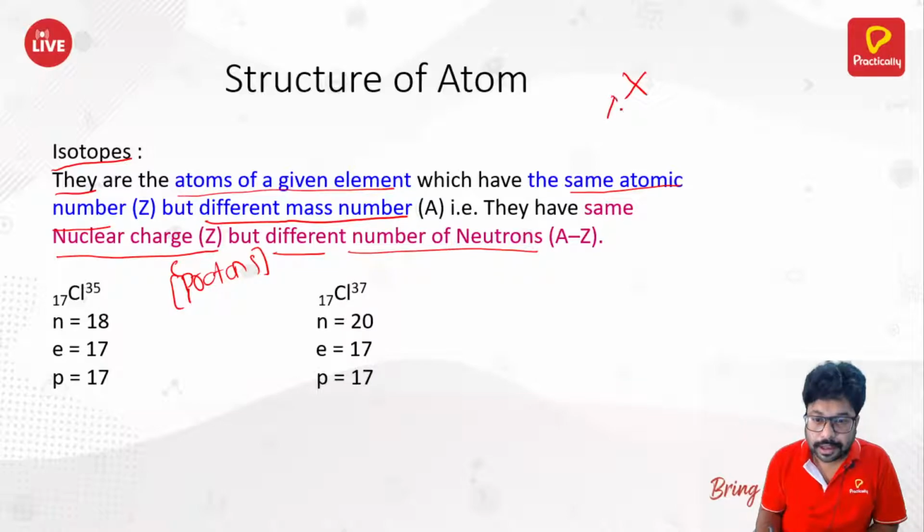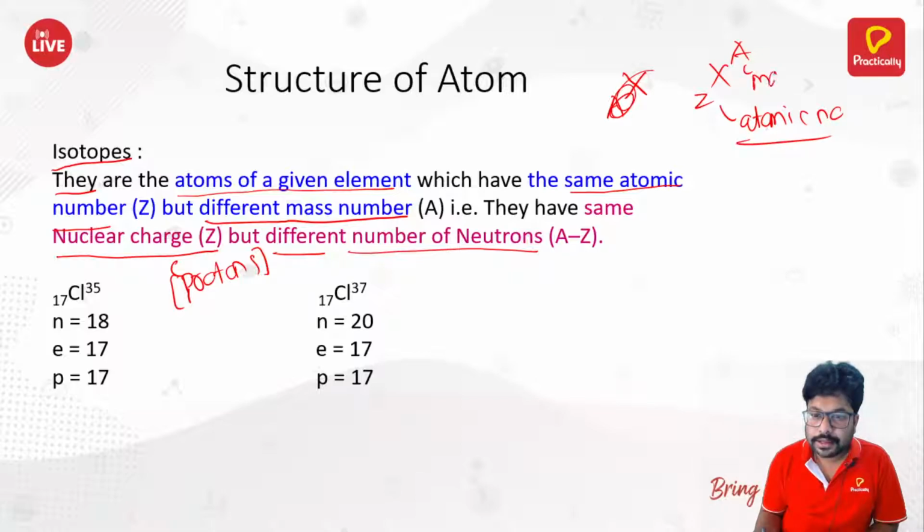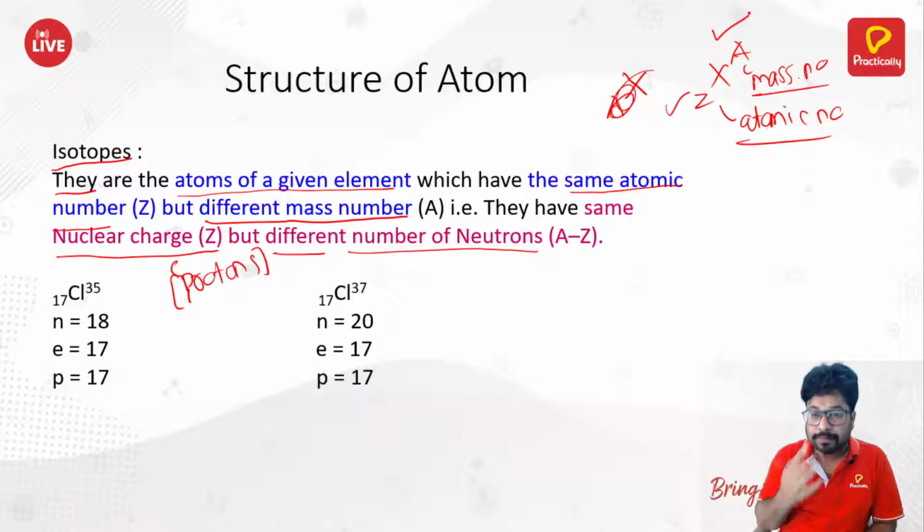As we all know, how do we represent a species? X, with Z and A. This is your atomic number, right? And what is your A? A is your mass number. So atomic number is same, but mass number is different. If the mass number is different, that means A minus Z should also be different, right? So that is how the isotopes are.